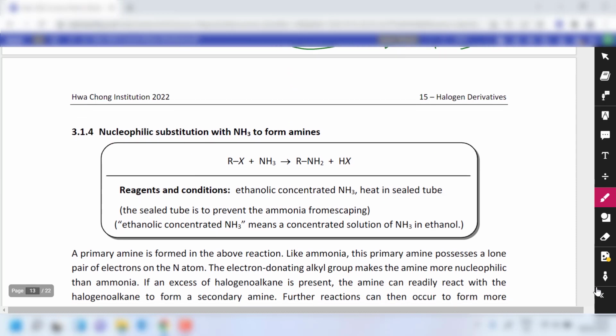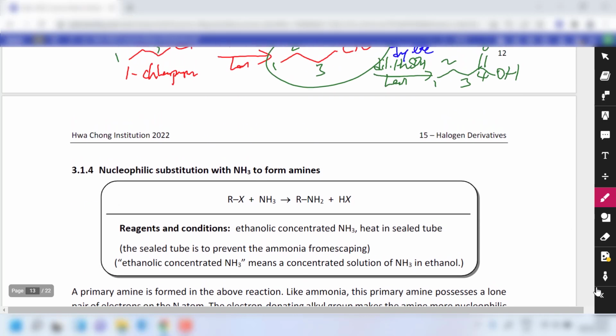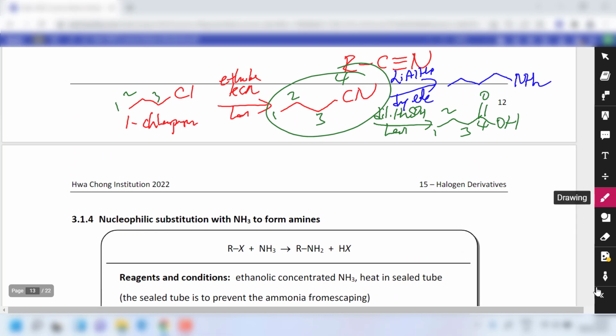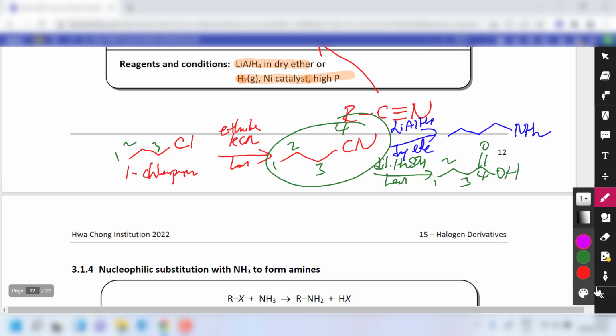Okay, so next we'll move on to 3.1.4, where we'll be dealing with nucleophilic substitution with ammonia to produce amine. So maybe I can just shift up a little bit. Let's say we want to start off with 1-chloropropane. If I subject it to excess ammonia, maybe, I will be able to produce this particular primary amine as well.